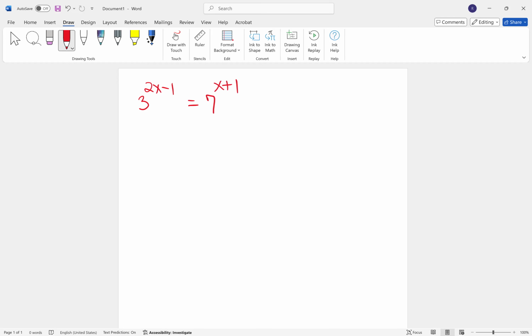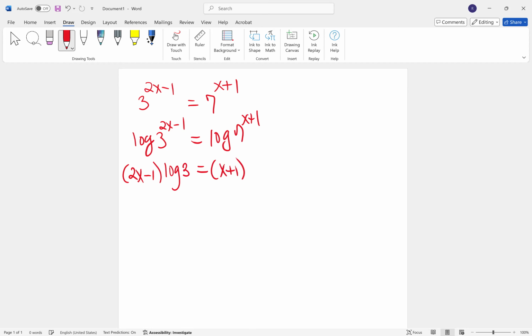So we're going to do the same thing. We're going to take the log of both sides. We're not in base e, so I'm not going to take the natural log. I'm just going to take the log. So let's take the log of 3 to the 2x minus 1 and set that equal to the log of 7 to the x plus 1. Now use our power rule, so bring the powers to the front by multiplication. So I'm going to have 2x minus 1 times the log of 3 is equal to x plus 1 times the log of 7.